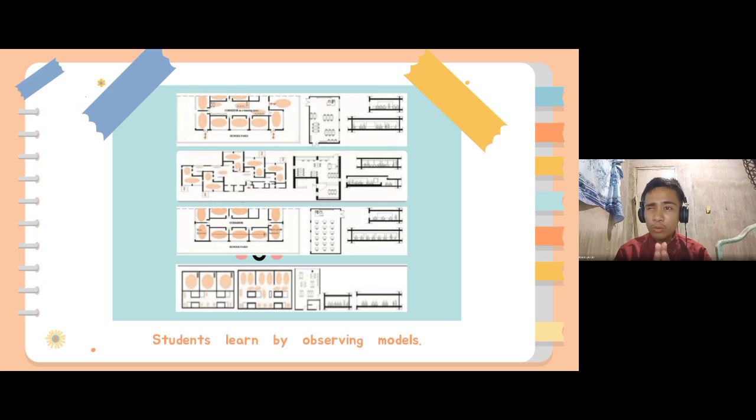So what should schools do? A school should opt for an environment that encourages interaction and learning from models. So schools should have models. Schools should have those people that you can look up to. And that must be a key point in that environment.